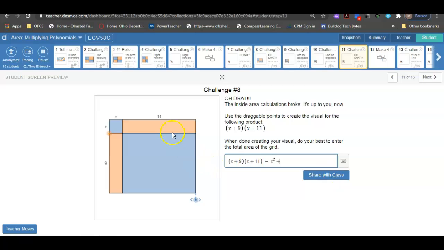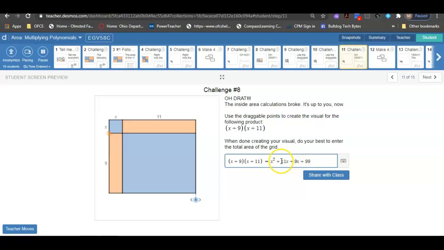We'll add to that the next box, this orange one right here. It has a vertical dimension of x and a horizontal dimension of 11. x times 11 is 11x. On the bottom here, this orange box has a vertical dimension of 9 and a horizontal dimension of x. 9 times x is 9x. And then the blue box here, vertical dimension of 9, horizontal of 11. 9 times 11 is 99. And so again, we represented the area as a product and as a sum, okay?